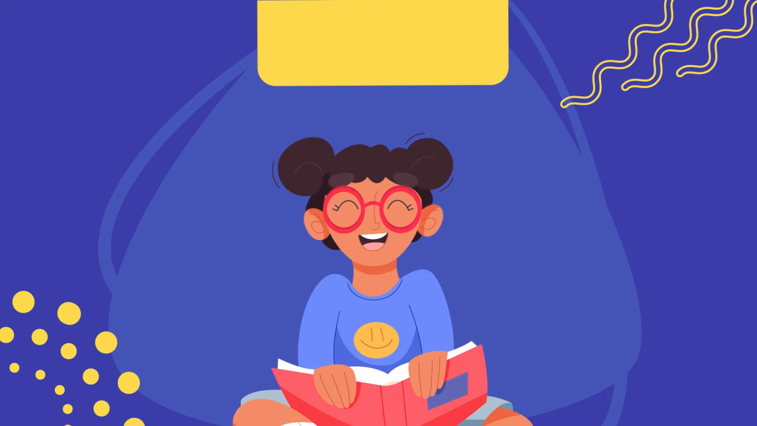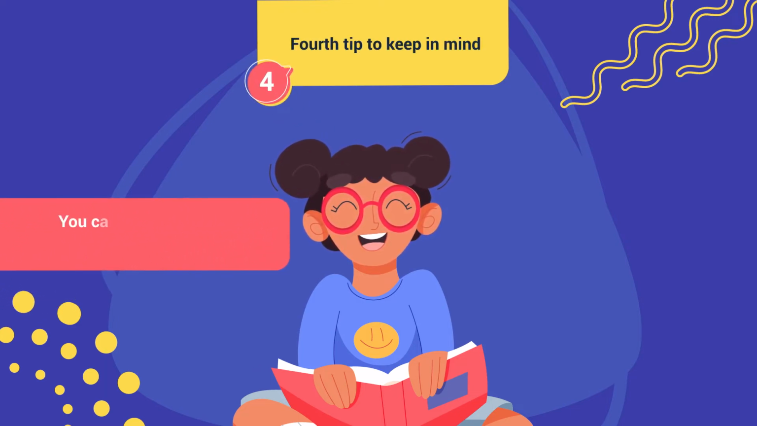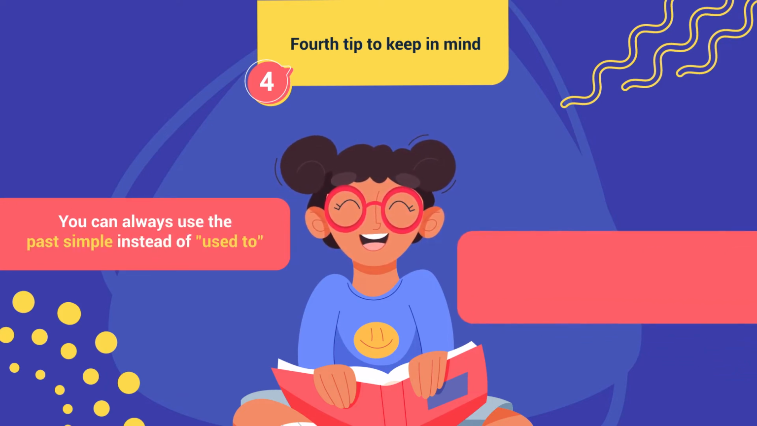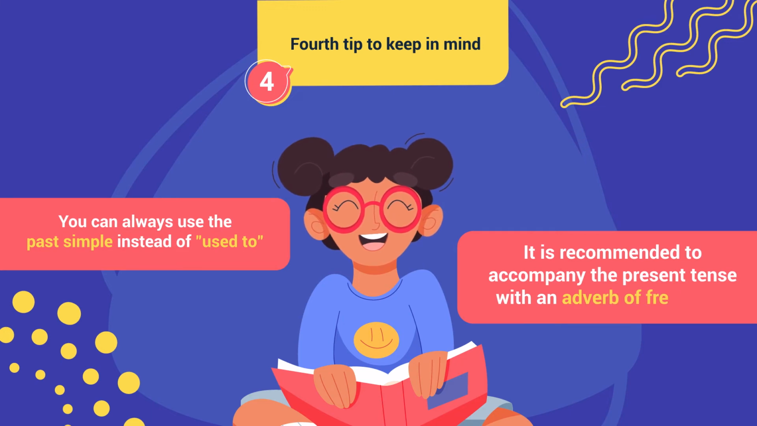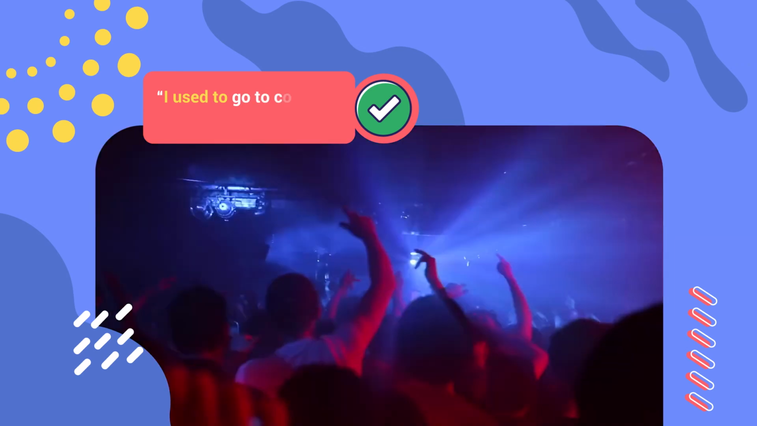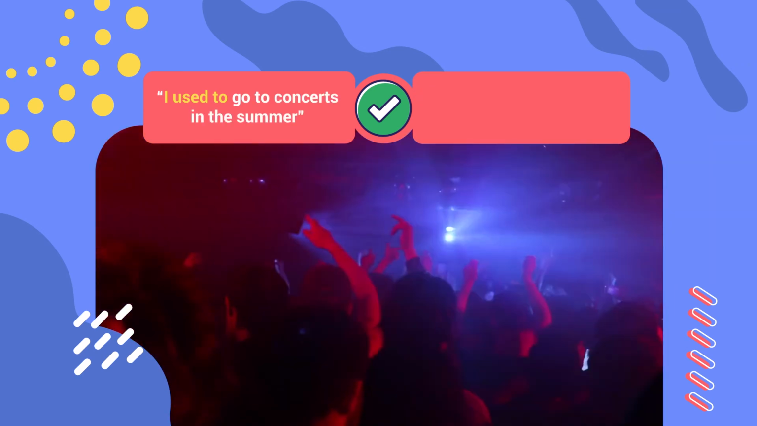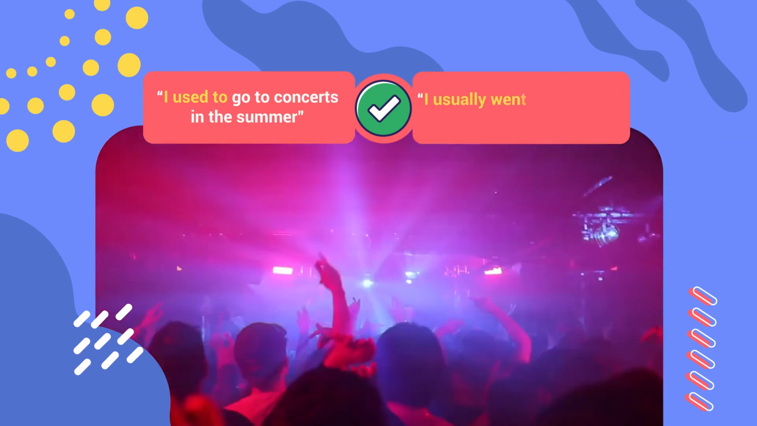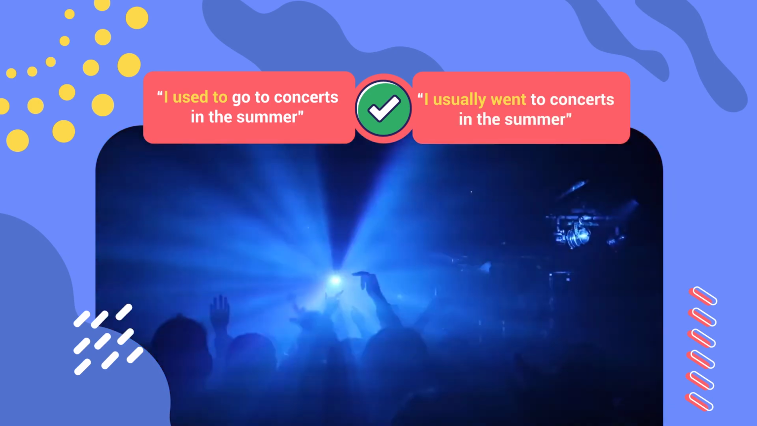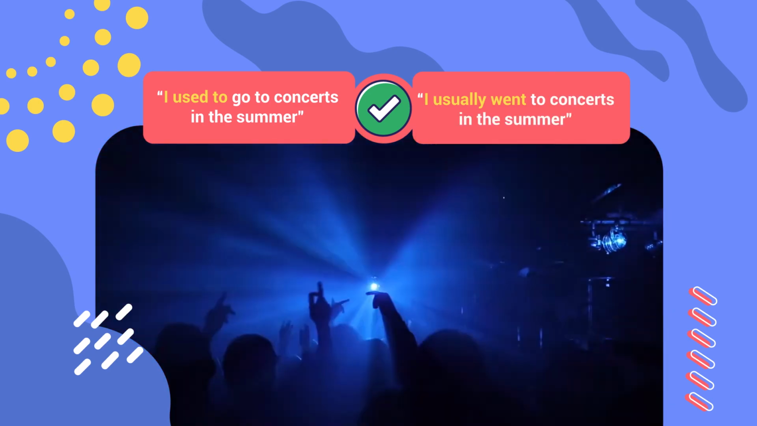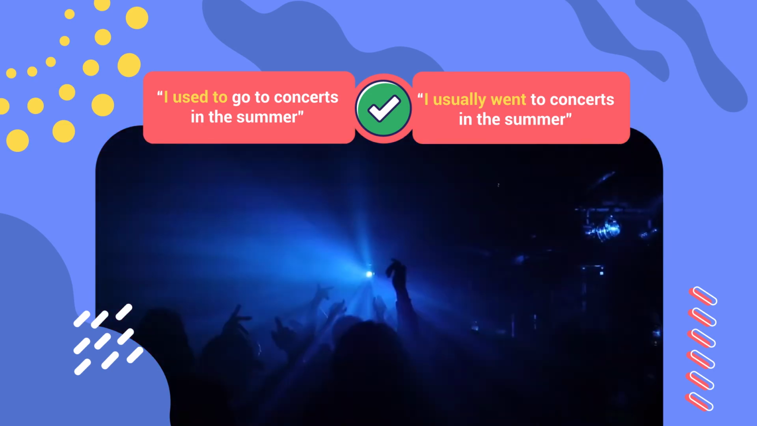And last but not least, the fourth tip to keep in mind: you can always use the past simple instead of used to. In this case, it is recommended, but not mandatory, to accompany the past tense with an adverb of frequency. For example, I used to go to concerts in the summer, and I usually went to concerts in the summer. In this case, you can use either one. Both are correct.